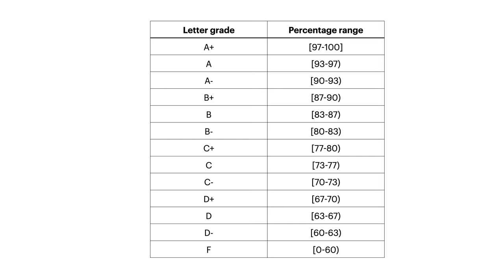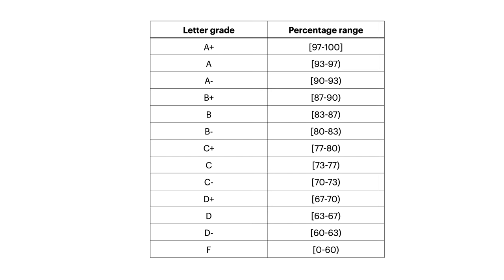When your final grade is calculated, any grade greater than or equal to 97% would correspond to an A+. Any grade greater than or equal to 93% but less than 97% would correspond to an A. Any grade greater than or equal to 90% but less than 93% would correspond to an A-. No rounding will take place.